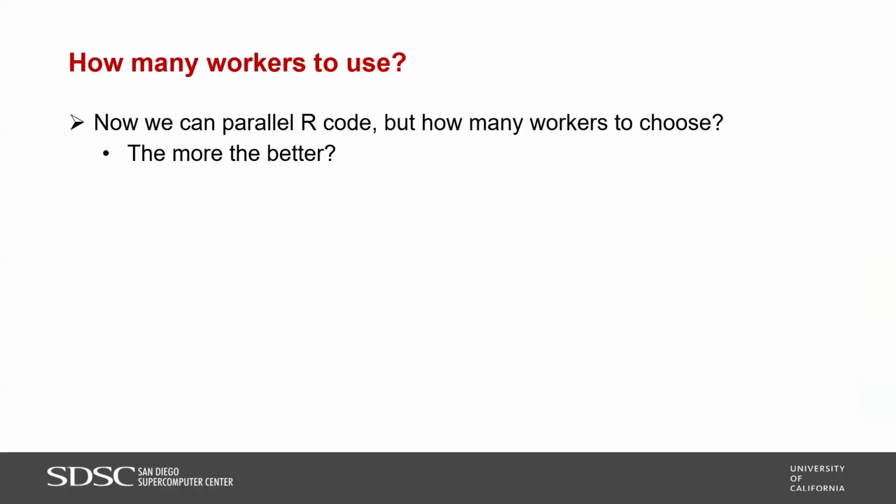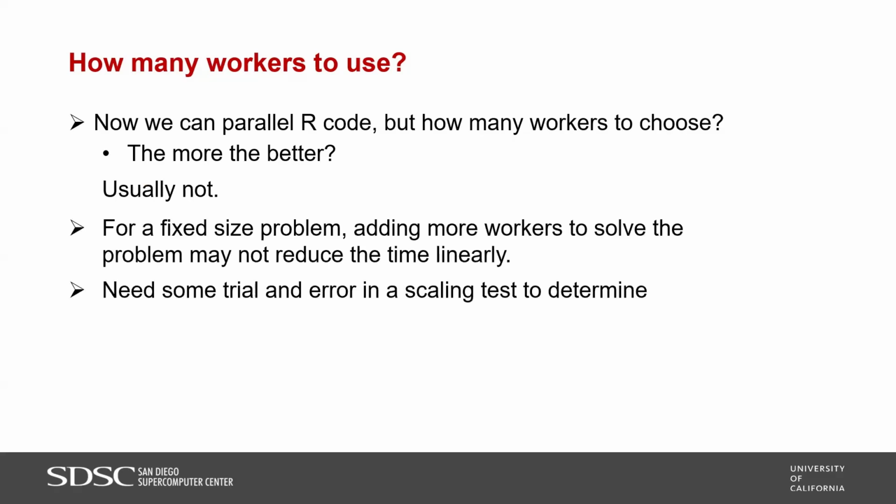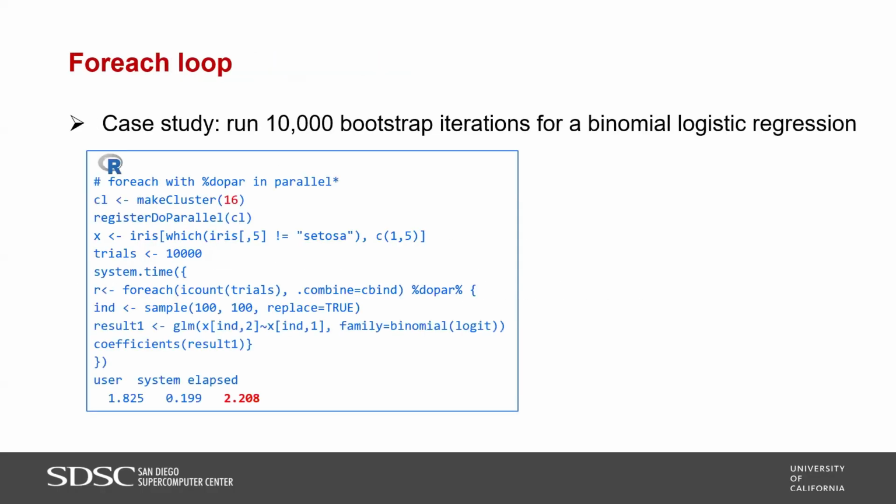And it's common to ask how many workers to use once we know how to parallelize our R code. Is this good? The more the better? Usually not. Because for fixed size problems, adding more workers to solve the problem may not reduce the time linearly, and you may need some trial and error in a scaling test to determine the best number of workers to use, or the best computational resources you want to use.